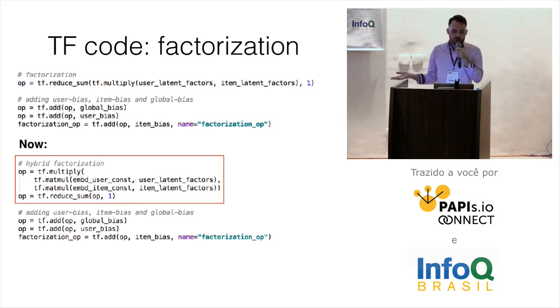The changes in TensorFlow code actually are very simple. We kept our bias and just replaced these user latent factors and item latent factors variables by this product of embeddings and the new variables. So our final results.